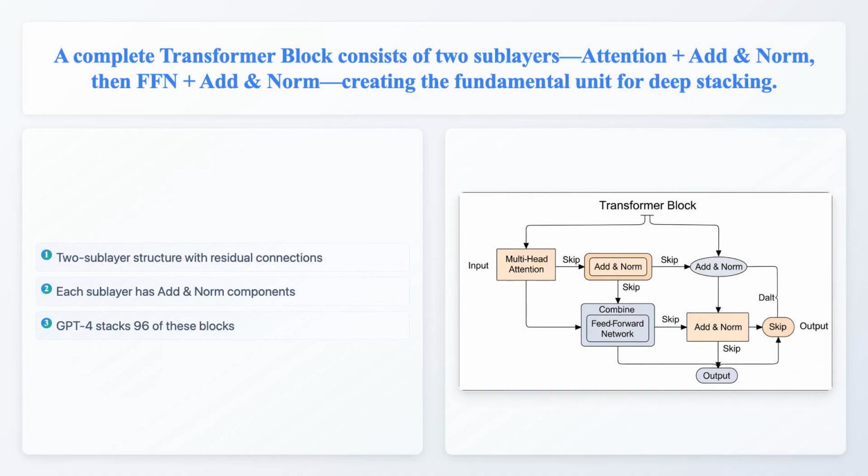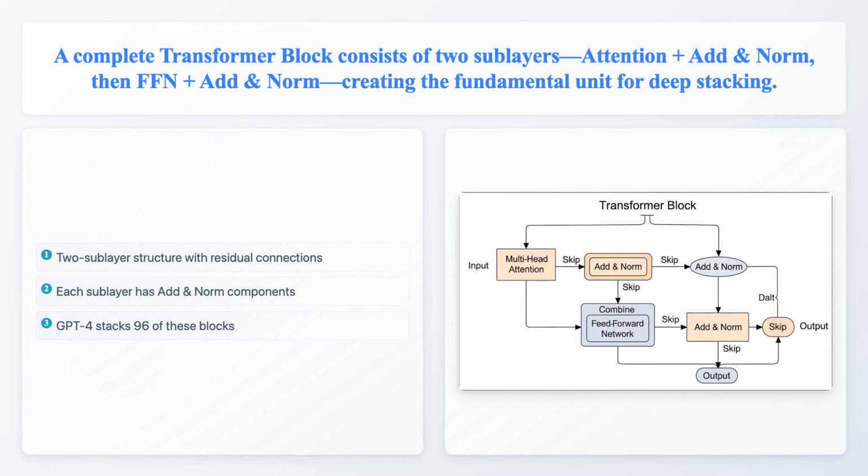Now, let's assemble the complete transformer block architecture. Picture the data flow. Input vectors enter the block and immediately split into two paths. The main path goes through multi-head attention, which contextualizes each token based on its relationships with all other tokens. The attention output is then added to the original input via a residual connection and normalized through layer normalization. This is our first add and norm sublayer.